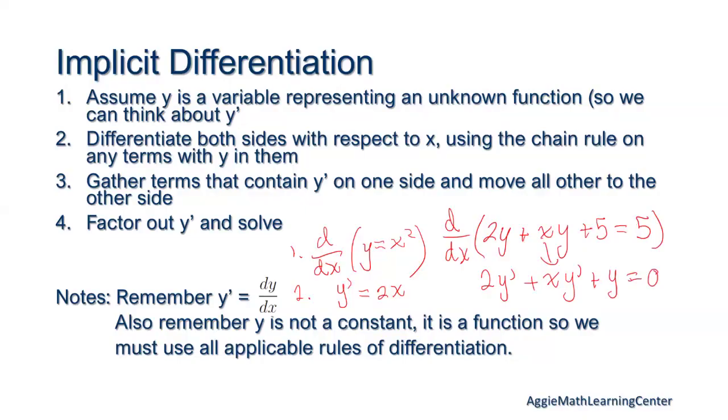Then you'll solve for y prime. Most of the time you'll have terms like this. You'll have to factor the y prime out, so it'll be y prime times parentheses a term, and you can just divide that, and you'll get y prime equals, and it's usually a fraction. And y is not a constant, so don't try to make it 0. That's not good.